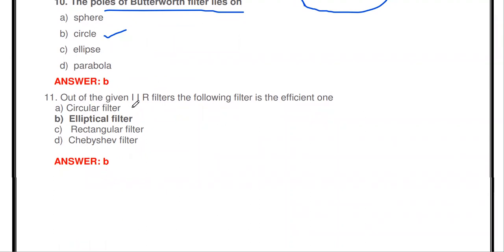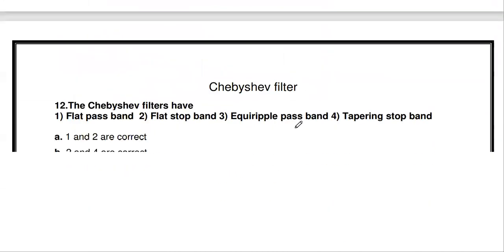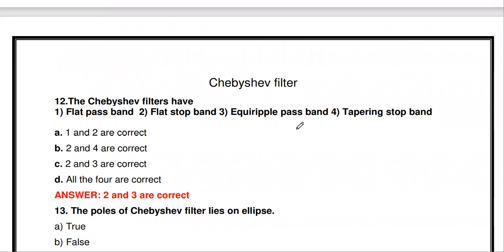Then the next one: out of the given IIR filters, the following filter is the efficient one. There are different types of design techniques: circular filter, elliptical filter, rectangular filter, Chebyshev filter. Which one is efficient? The elliptical filter. The elliptical filter provides very efficient performance. Okay, then the next question. The above questions are discussed from the Butterworth filter.